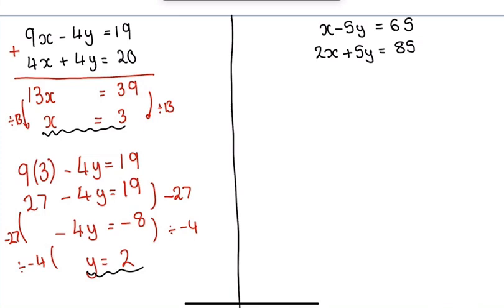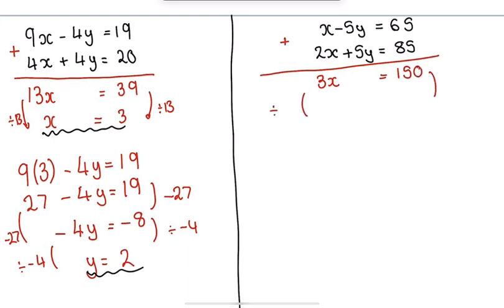Let's look at this next one. Same thing again, the 5s are the same. Now the signs are different, so we're going to add them. So x plus 2x is 3x. Minus 5y, add 5y becomes 0, so those cancel out. And then 65 plus 85 is 150. Now we're going to solve this to find out what x is. And we can see here by dividing both sides by 3 that x would be 50.